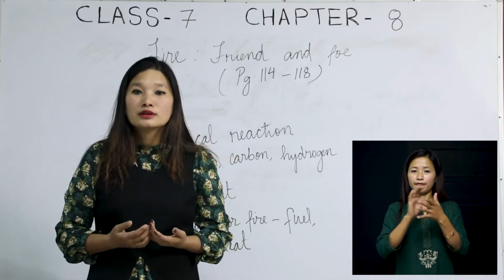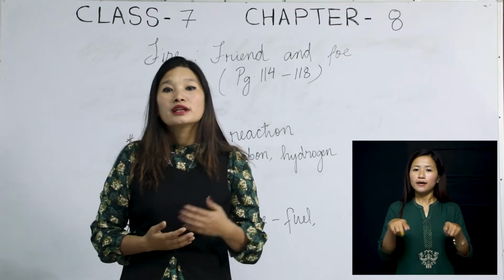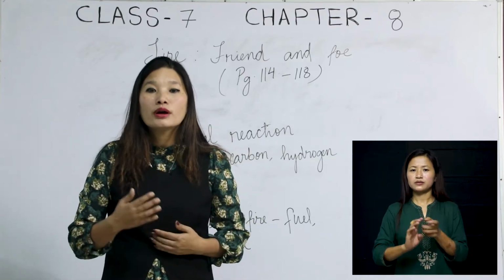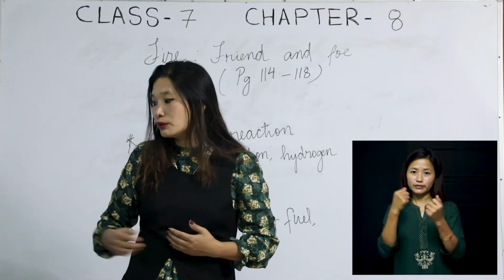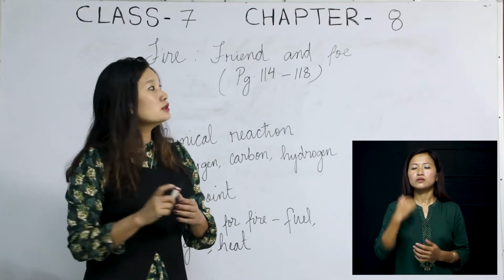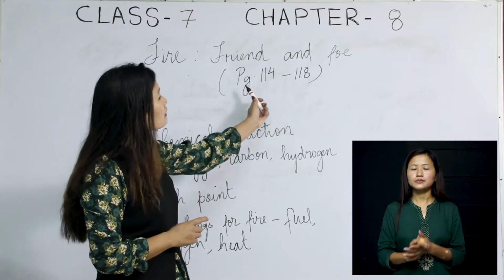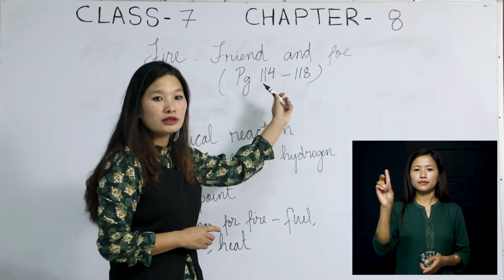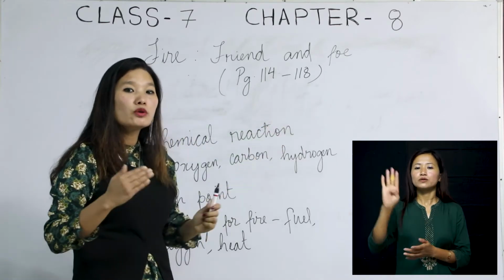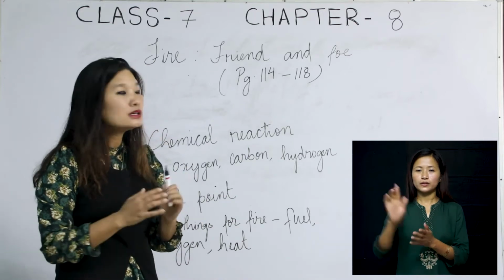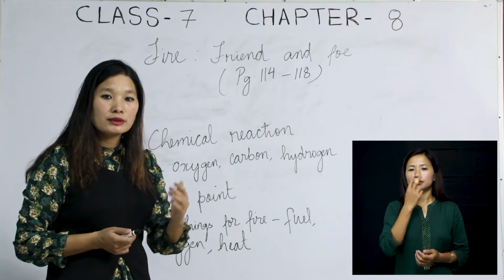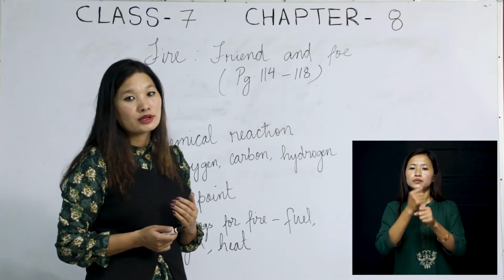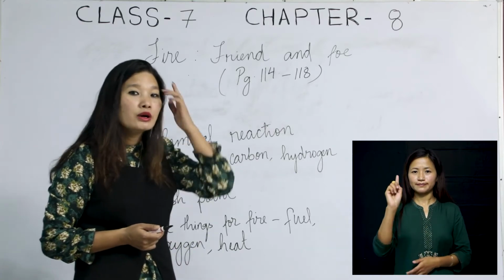A friend, I do not have to explain that again, but a foe means an enemy or a rival. A person who is against you is called a foe, okay? And for this chapter, you will find it on page number 114 till 118. You will find some more pages behind that, but the story is found between these pages. So I'm requesting you all to flip your pages to page number 114, okay?